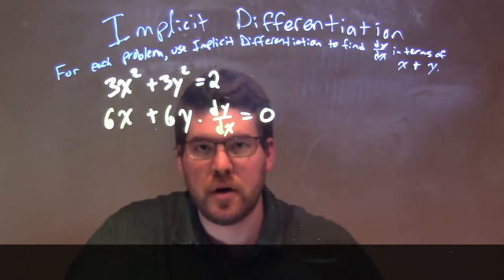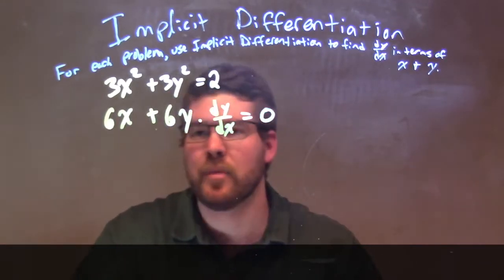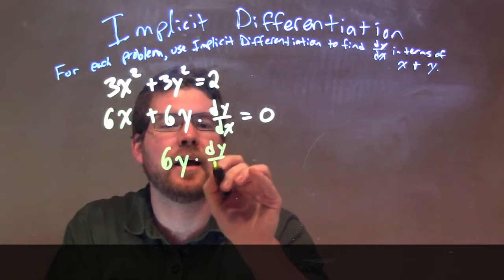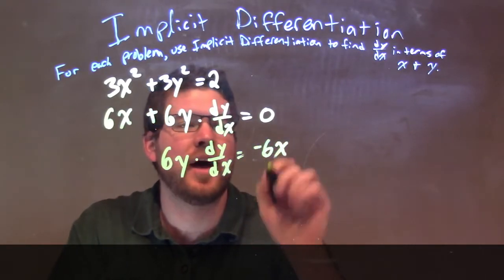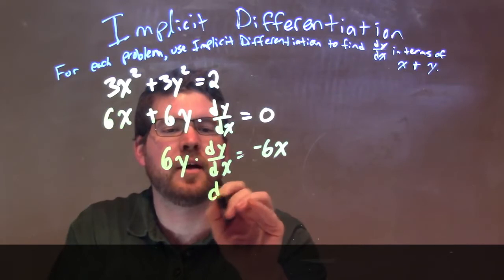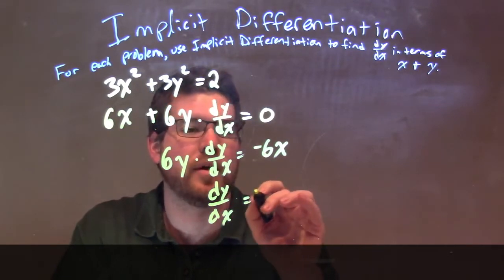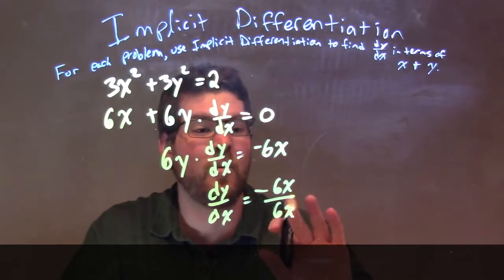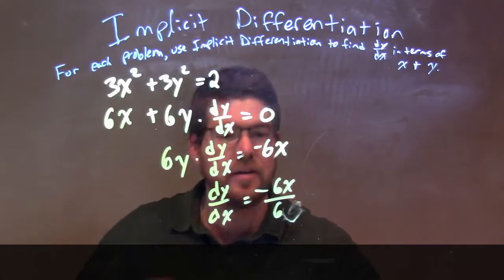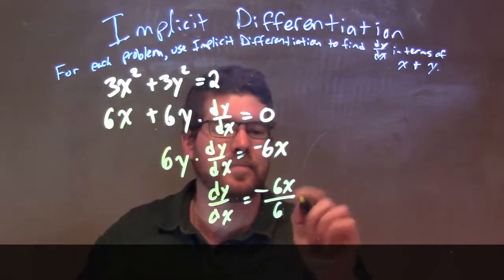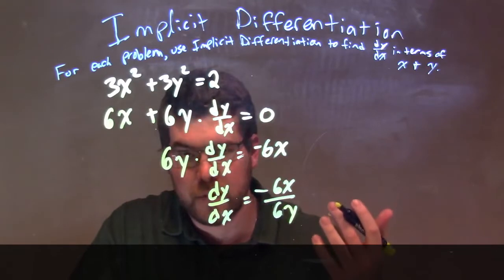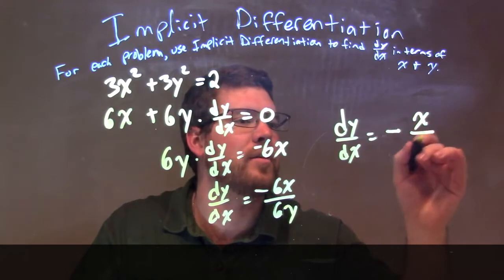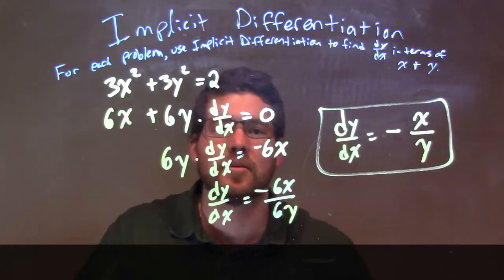So now my goal is just using some algebra to get dy/dx by itself. So subtract the 6x from both sides. 6y times dy/dx is equal to negative 6x here. Then I divide by 6y on both sides. dy/dx is equal to negative 6x over 6y. Whoopsie, there's a common mistake you can make right there. Okay. Now, the 6's basically cancel out. So we have dy/dx here is equal to negative x over y. And that is my final answer.